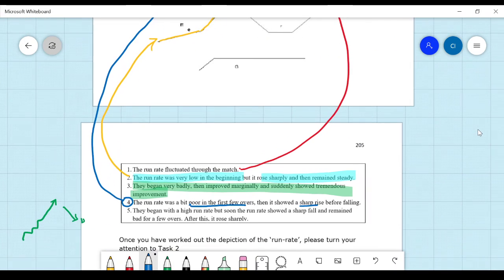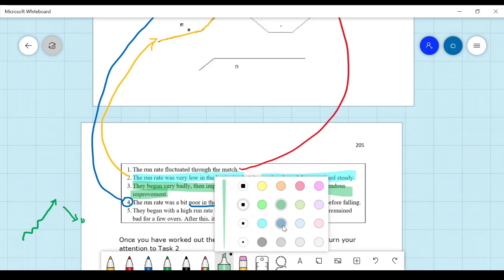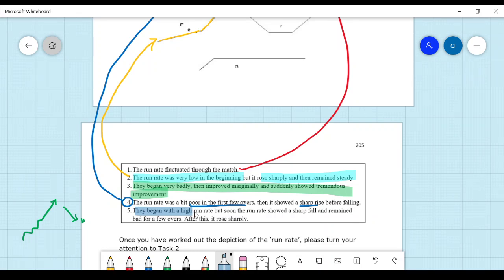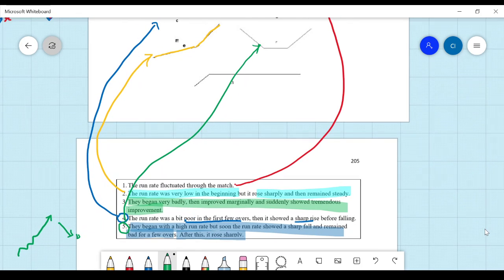And then let us go to the next one and find out what this is. They began with a high run rate and soon the run rate showed a sharp fall and remained bad for a few hours. After this, it rose sharply. So the fifth one will be moving to this one. High run rate, sharp fall. A good high run rate comes and then a sharp fall. This is falling. Okay. And then the sharp fall and remained bad for a few hours. In the same way it was bad for a few hours. After that it rose sharply.